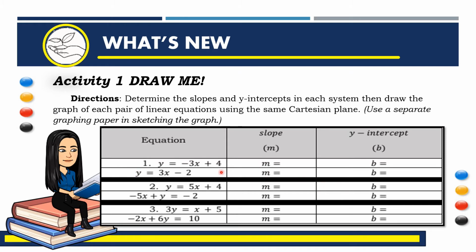So these are the equations. For number 1, y is equal to negative 3x plus 4 and y is equal to 3x minus 2. For number 2, y is equal to 5x plus 4 and negative 5x plus y is equal to negative 2. Number 3, you have 3y is equal to x plus 5 and negative 2x plus 6y equals 10. So, find the slope and y-intercept, then draw the graph on the same Cartesian plane. Good luck! I know you can do it.